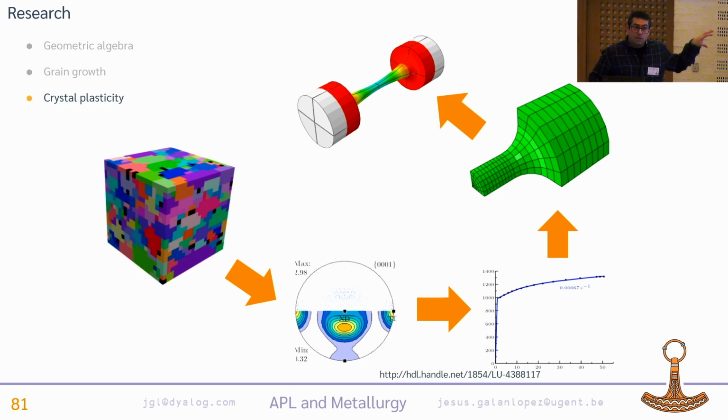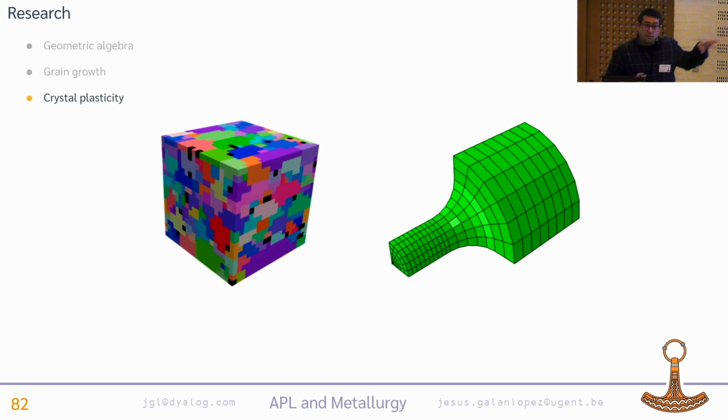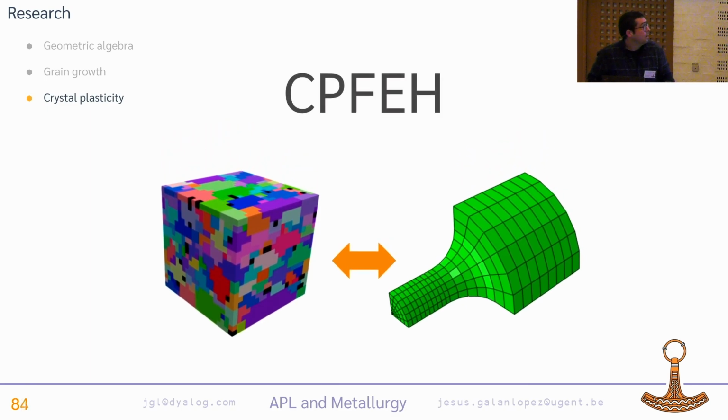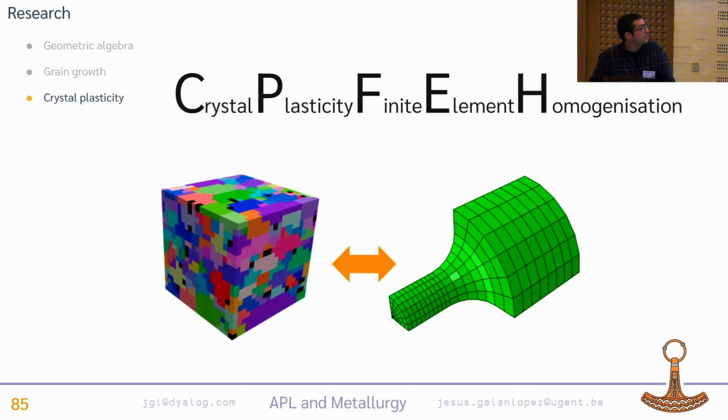Normally, when you work in this field, you do simulations, you have to choose what you want to do. You can go to the very small, to the micro scale, or you can go to the macro scale, but you have to choose. And I think I found a way to move between one and the other. I'm calling it CPFEH, which is a mouthful. It stands for Crystal Plasticity Finite Element Homogenization.